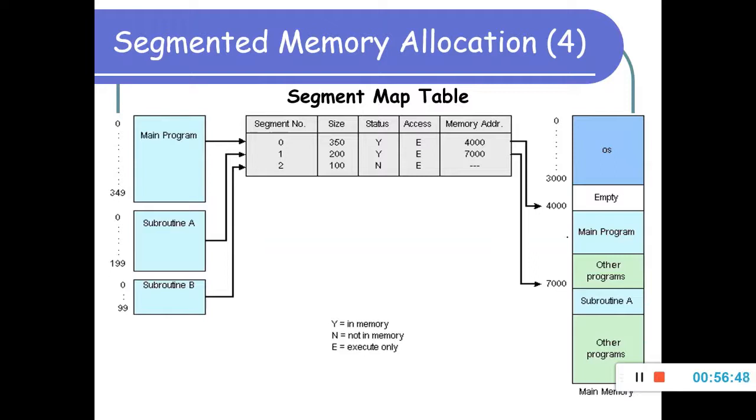So instructions within a segment are ordered sequentially, but the segments are not stored in contiguous memory. So it is executed sequentially, meaning in order 0, 1, 2. But you don't have to store the segments contiguously. You say the main program is here and subroutine A is here. Subroutine B, because there is not enough space, has to wait for other programs to finish.